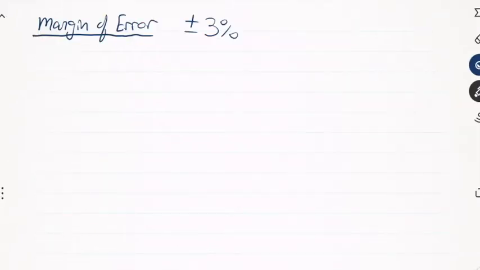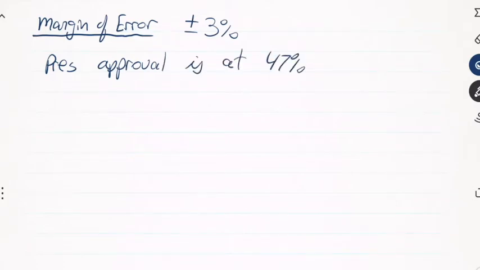So let's go back to that poll that you might read in a newspaper that says that the president approval rating is at, oh, let's say 47%. But then after it, it'll say something like plus or minus 3%. And then it might also tell you how many people were in the survey. Now, having all of that information is really important.